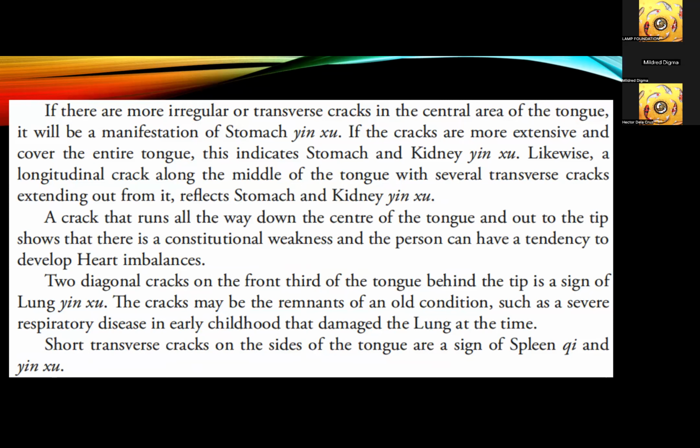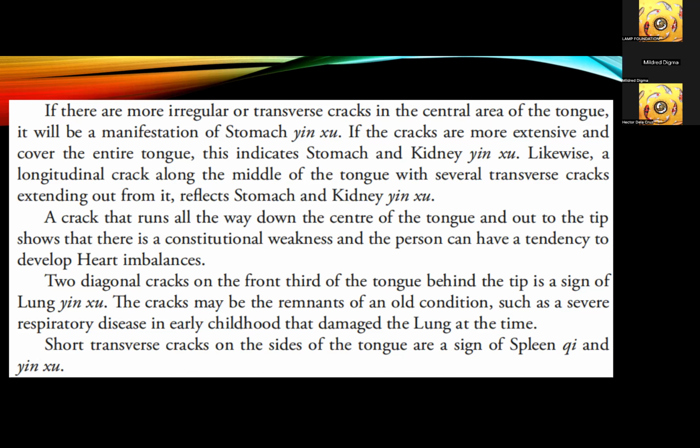A crack that runs all the way down the center of the tongue and out to the tip shows that there is a constitutional weakness and the person can have a tendency to develop heart imbalances. Two diagonal cracks on the front third of the tongue behind the tip is a sign of lung yin deficiency. The cracks may be remnants of an old condition, such as a severe respiratory disease in early childhood that damaged the lung at that time.